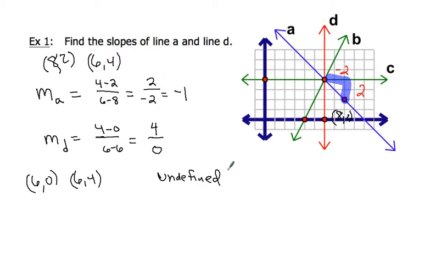Now my slope for line D, since that's a vertical line, you should recognize any time that you see a vertical line. So this line right here, line D, anytime you have a vertical line, the slope of that line is going to be undefined. So that's a quick review of finding the slopes of line A and line D.